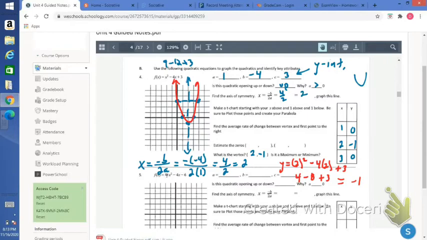Find the average rate of change between the vertex and the first point to the right. So again, rate of change, slope. So rise over run. So we go from here to here, up 1 over 1, so 1. And then the zeros, here and here. So the zeros are going to be 1, 0, and 3, 0. Alright, on to number 5.